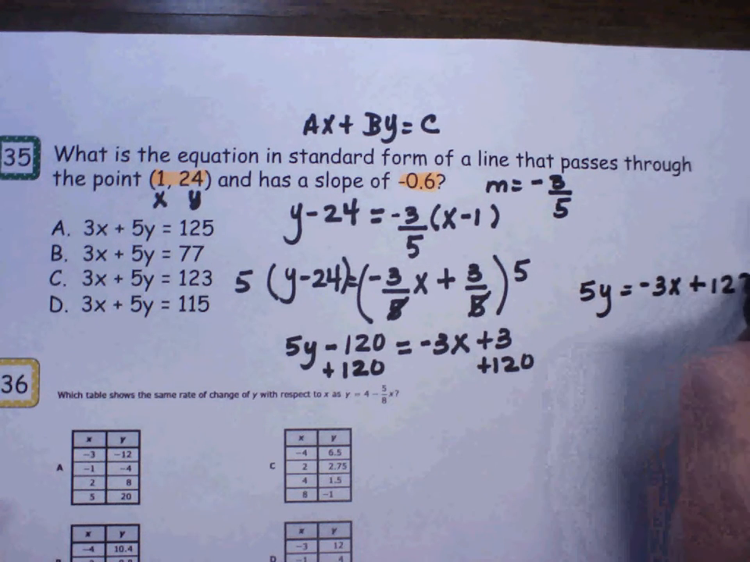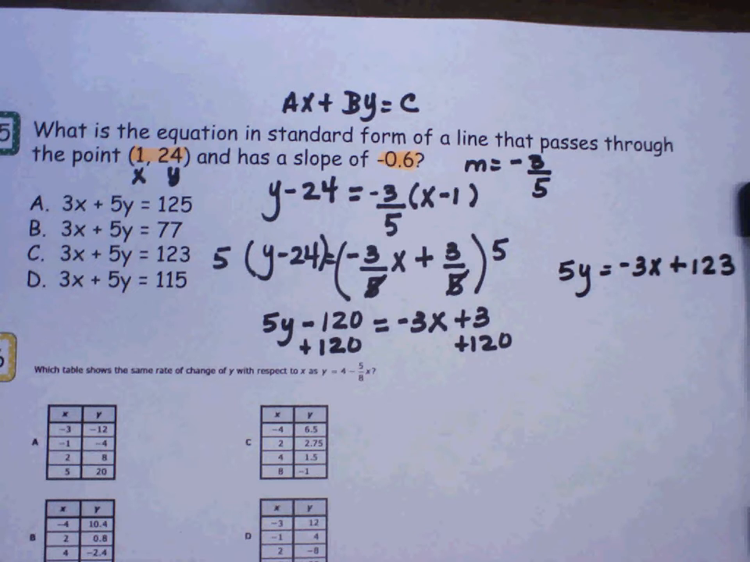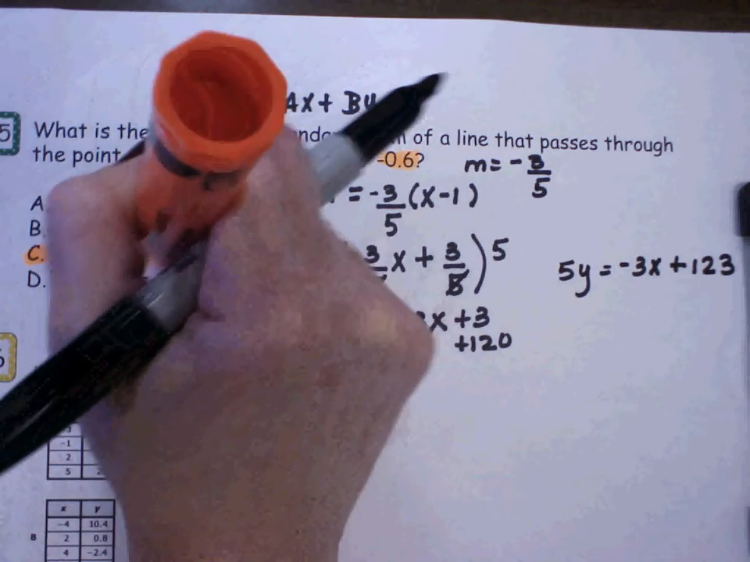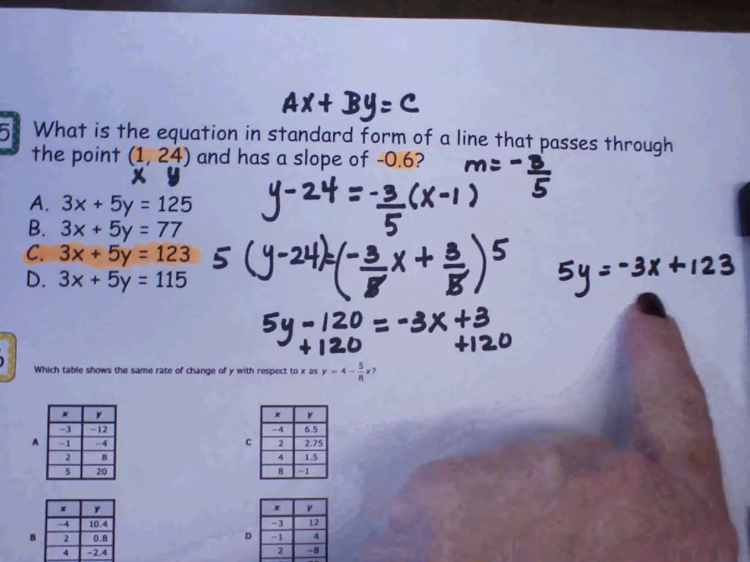And I really can stop working. There's only one that has a 123. That would be answer C. Letter C. Well, if you add 3x, there's your add 3x, right?